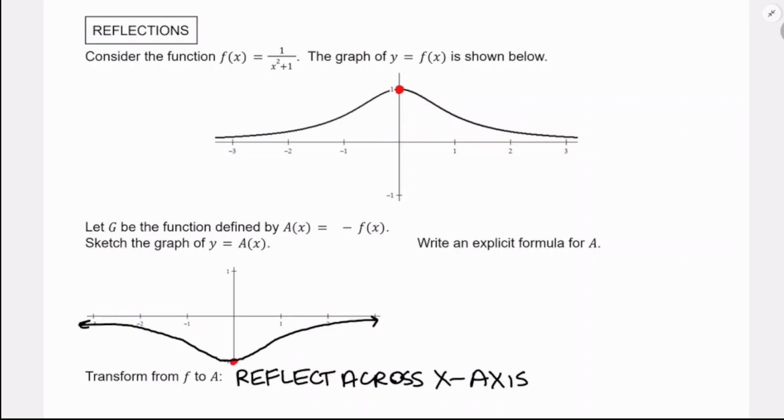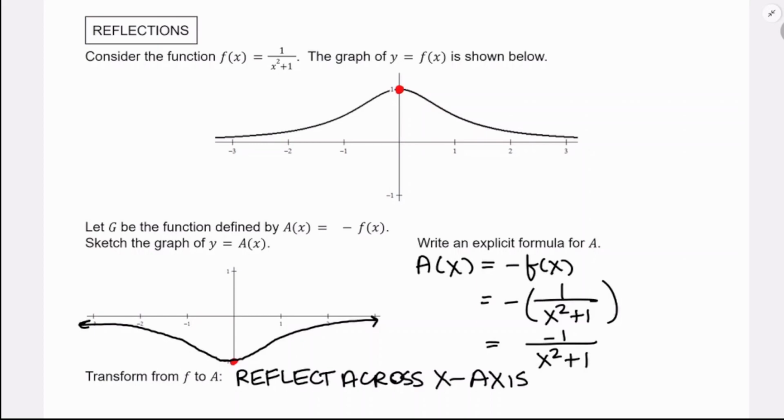If we want to write an explicit formula for a, well, a of x is going to equal negative of f of x. So that's like -1 multiplied by f of x. And if we wanted to write this just as one fraction, we could put the negative on the top. We could also put the negative on the bottom. I guess we could say it's +1 over -x squared minus 1. But what we can't do is put it on both, right? Because if we had negative over negative, that would just be like multiplying by -1 over -1, which is actually multiplying by 1. Okay, not -1. So that's a reflection across the x-axis.